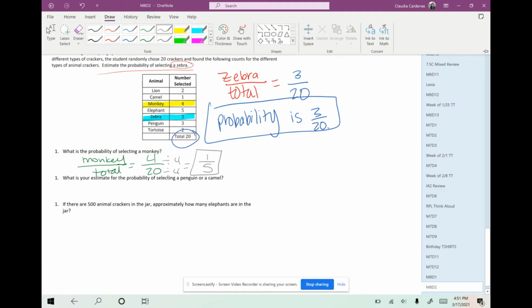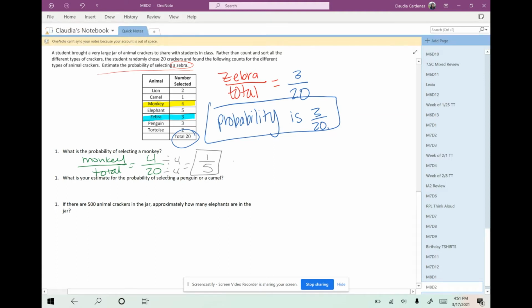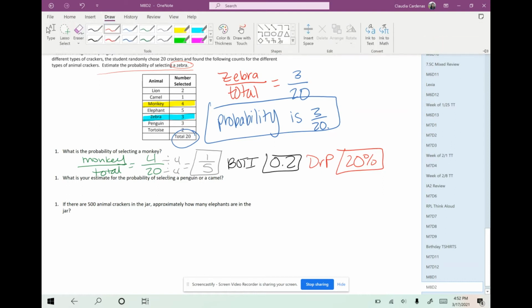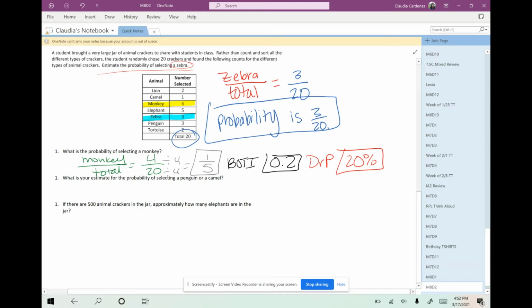I know that yesterday we talked about how we can convert 1/5 to a decimal using bow tie, and we get 0.2. And then I also know that we can convert a decimal to a percent using Dr. P, which would make it 20%. So any of these numbers can be used to answer this question. The probability of selecting a monkey is 0.2 or 2/10, or we could also say 20%. Let's try the second question.